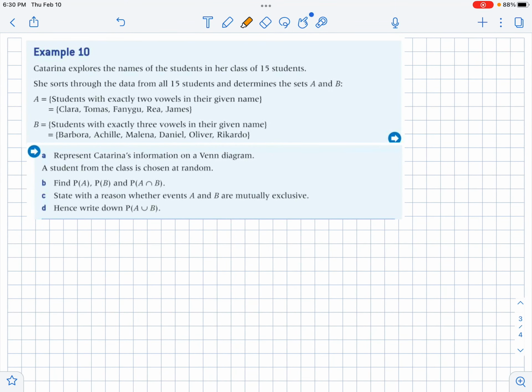Next example. Katerina is exploring the names of students in her class of 15 students. Let's highlight that right there, 15 students. She sorts through the data from all the 15, and she figures out there's 2 kinds of people in this world. There's people with exactly 2 vowels in their given names. So here's the 2 vowel people. And then there's people with 3 vowels. Barbara. Look at that name.